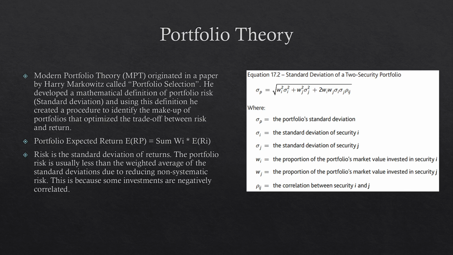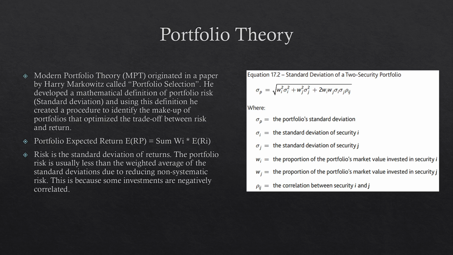Next, we're going to look at portfolio theory. Modern portfolio theory originated in a paper by Harry Markowitz called Portfolio Selection. He developed a mathematical definition of portfolio risk, which is the standard deviation. Using this definition, he created a procedure to identify the makeup of portfolios that optimize the trade-off between risk and return. A portfolio's expected return is equal to the weighted sum of the expected returns of the individual investments. Risk is the standard deviation of returns.